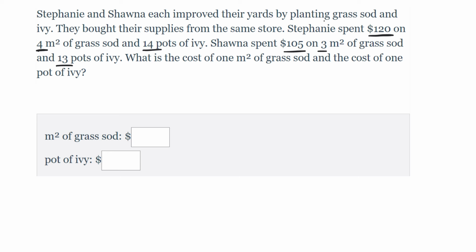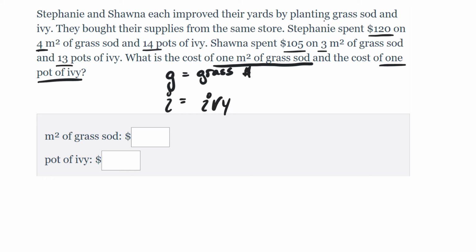Here's what I was talking about on the last one. When you're trying to name your variables, the last sentence will usually give it away. It says, what is the cost, here it comes, of 1 meter of grass sod, and the cost of, here it comes, 1 pot of ivy. So we're going to go ahead and name these. Let's call it G for grass and I for ivy. I don't like using I, but we're using it. So this is the amount, the cost for the grass, and this is the cost for the ivy.